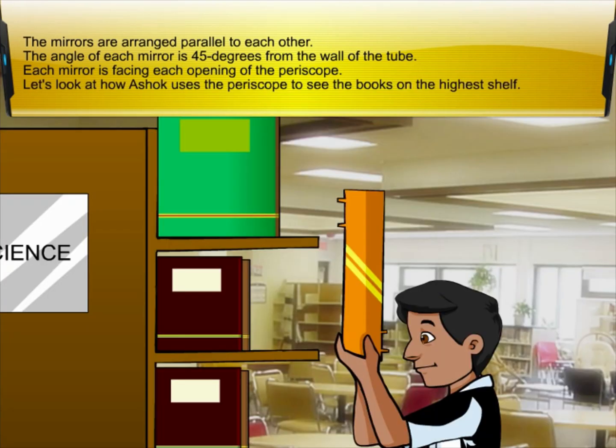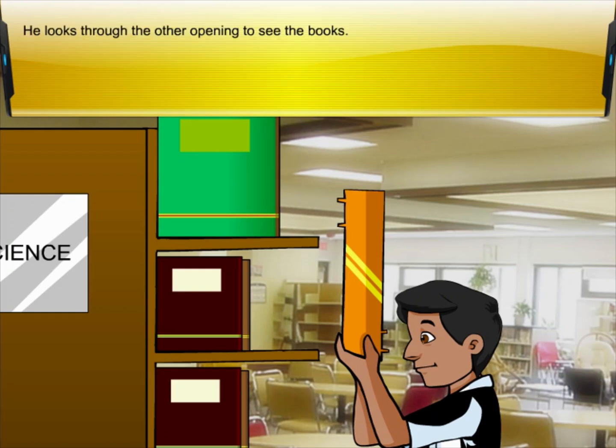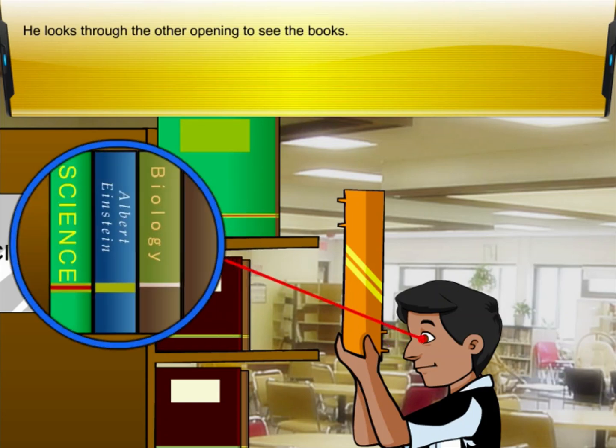Let's look at how Ashok uses the periscope to see the books on the highest shelf. He holds the periscope this way, so the higher opening is facing the books. He looks through the other opening to see the books.